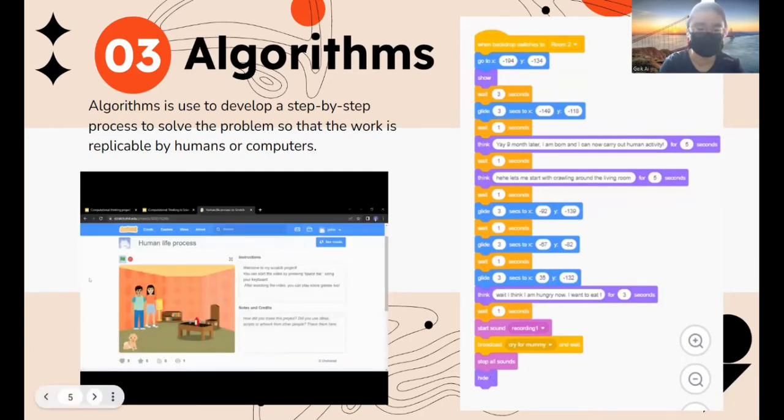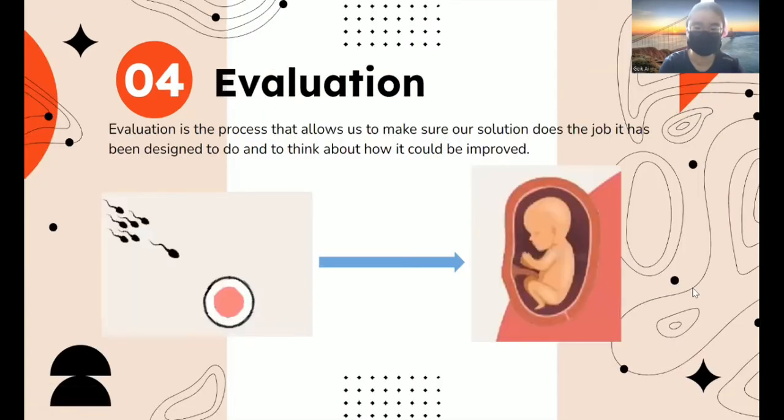And the next computational thinking element I added in this project is evaluation. Evaluation is the process that allows us to make sure our solution does the job it has been designed to do and to think about how it could be improved.